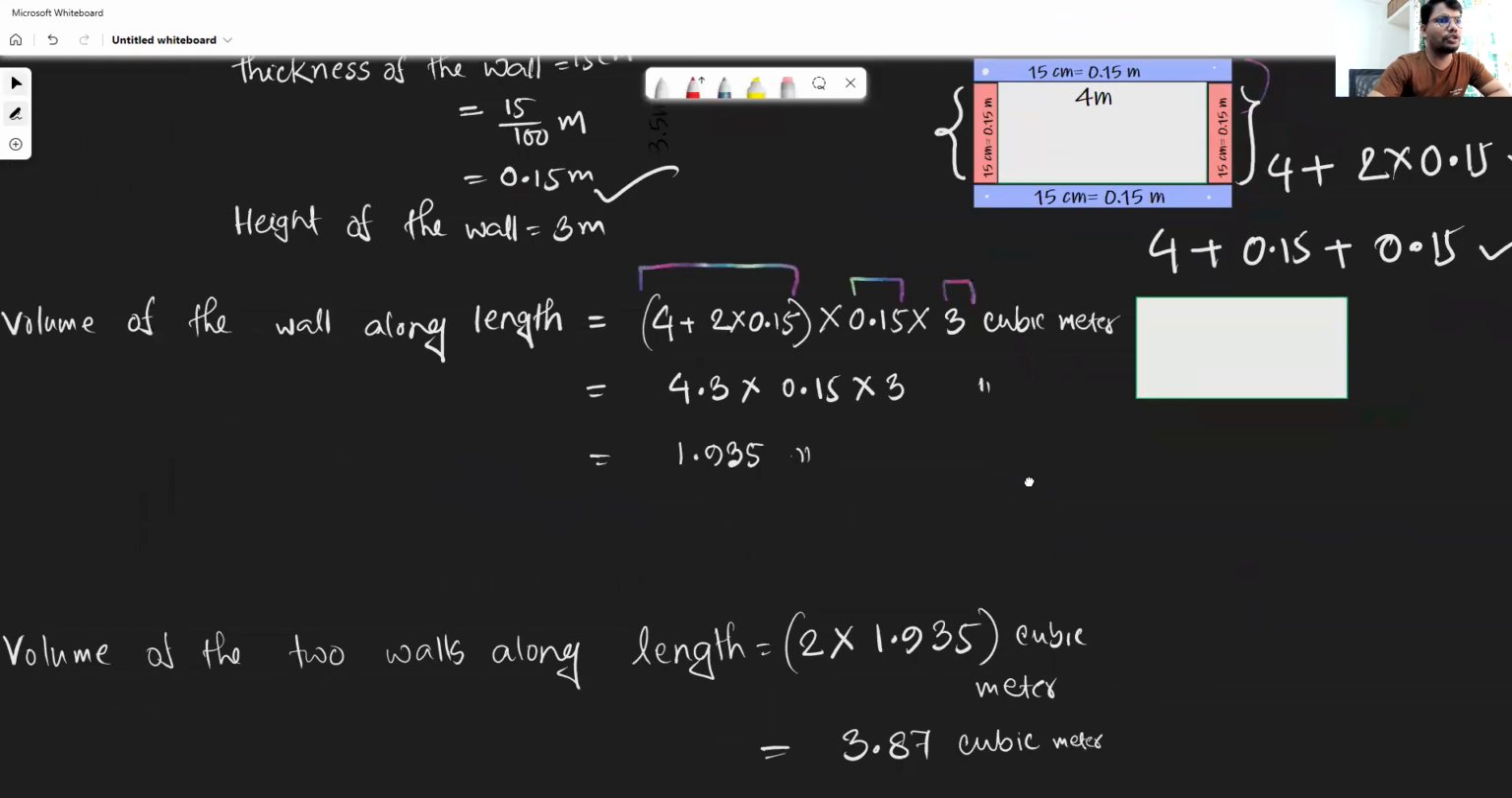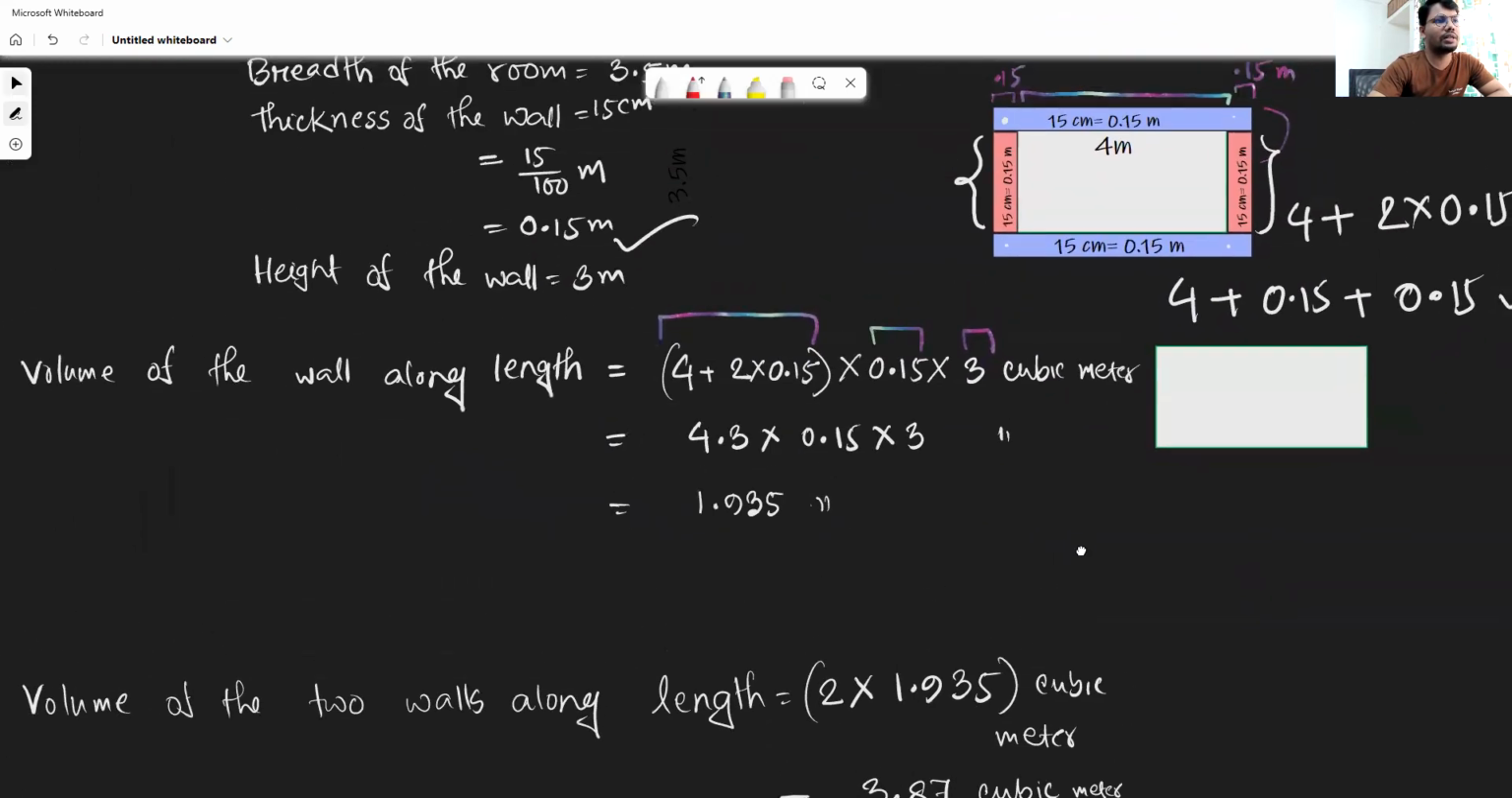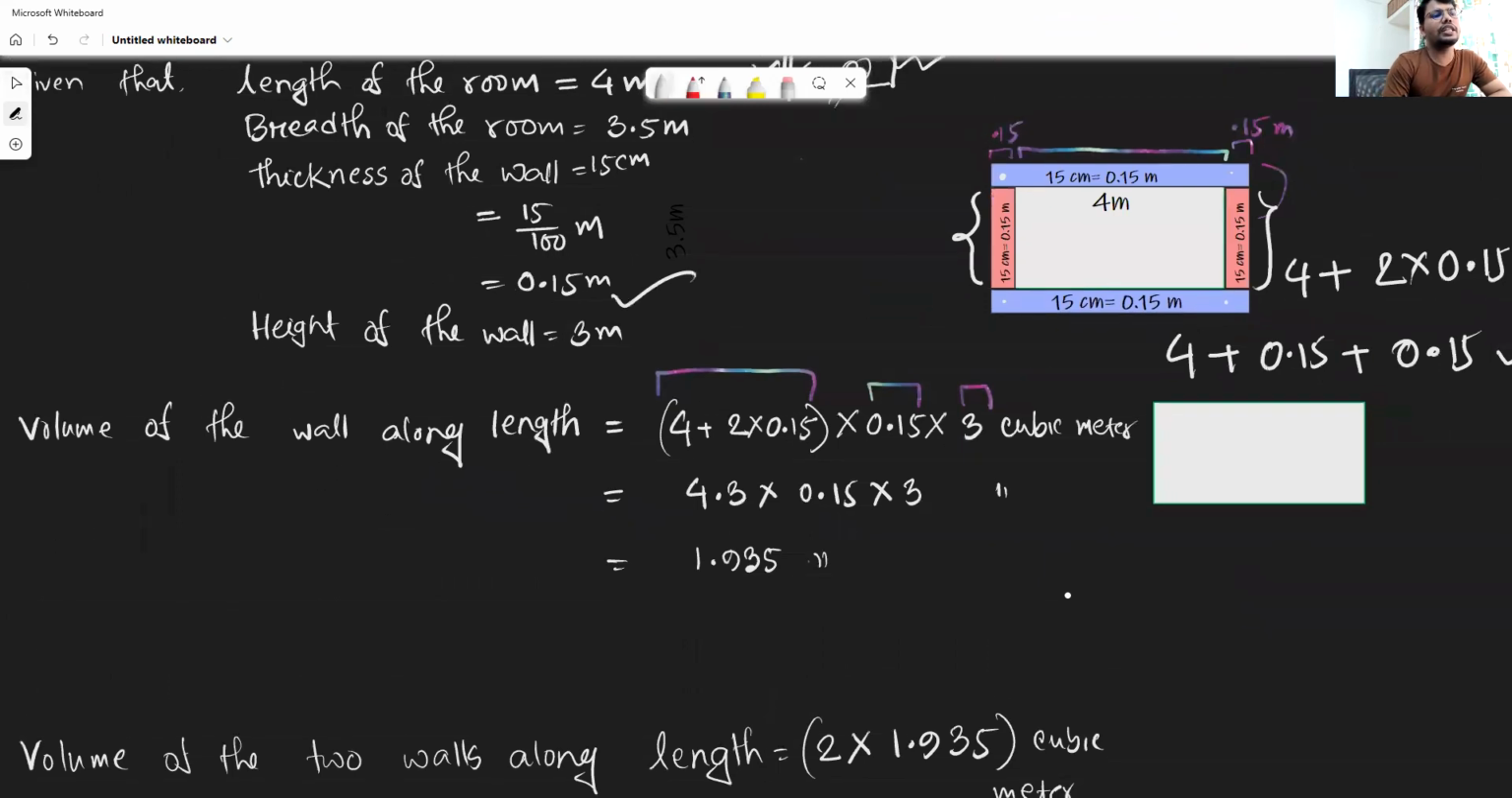Volume means length multiplied by breadth multiplied by height. Here the breadth will be the thickness of the wall. Breadth means thickness, and height is already given. Now doing the calculation, you will get the volume of one wall along the length. There are two walls that are the same.